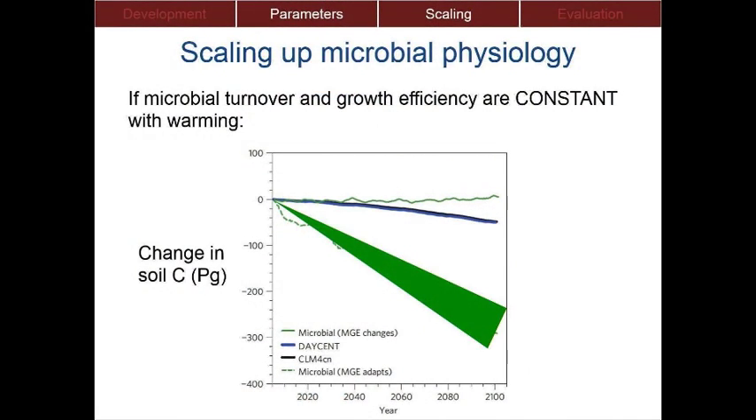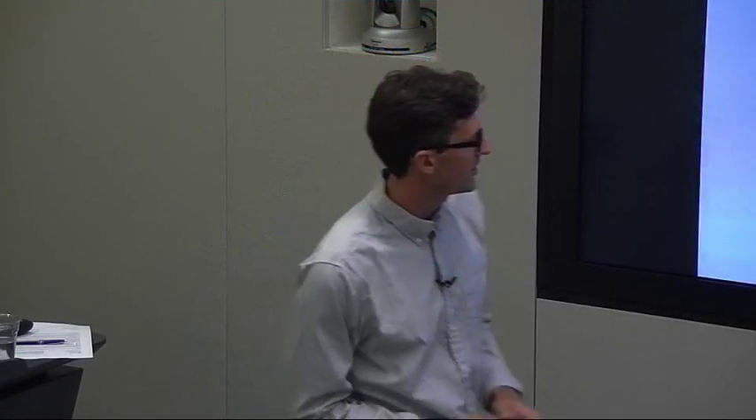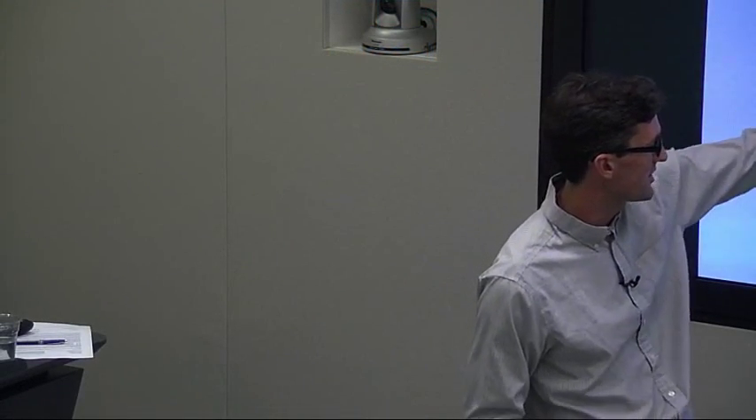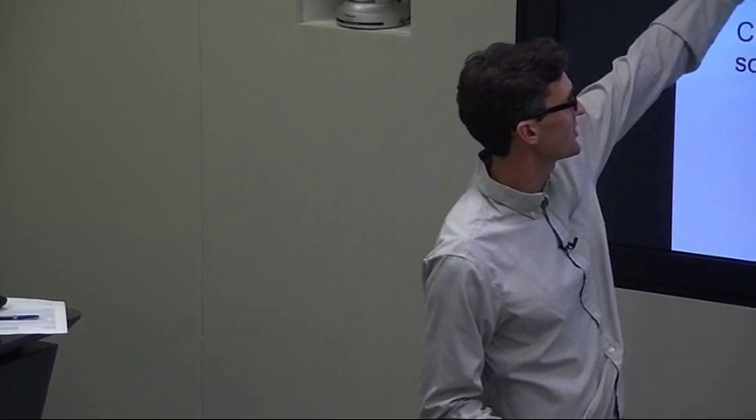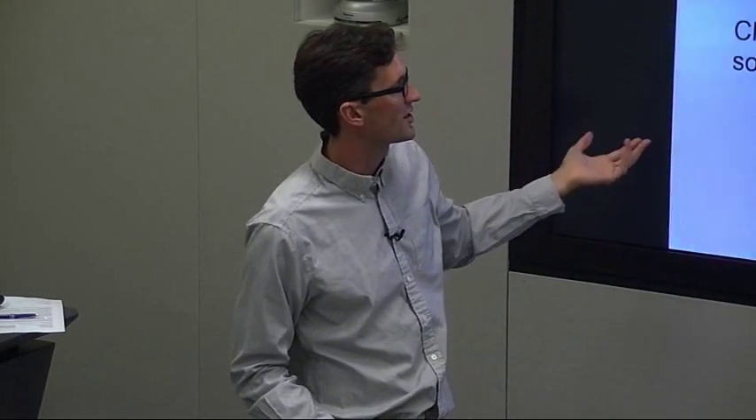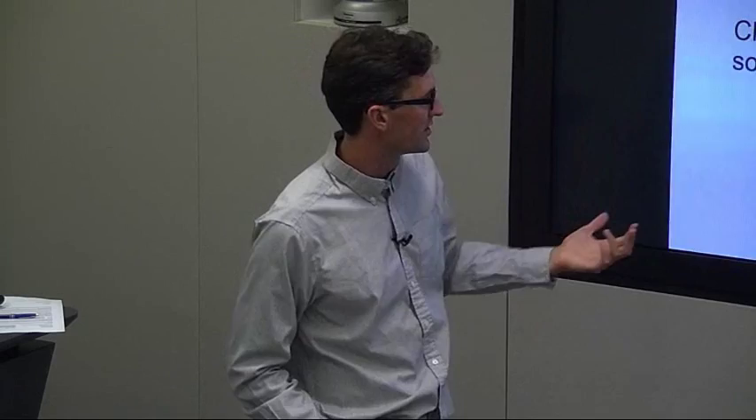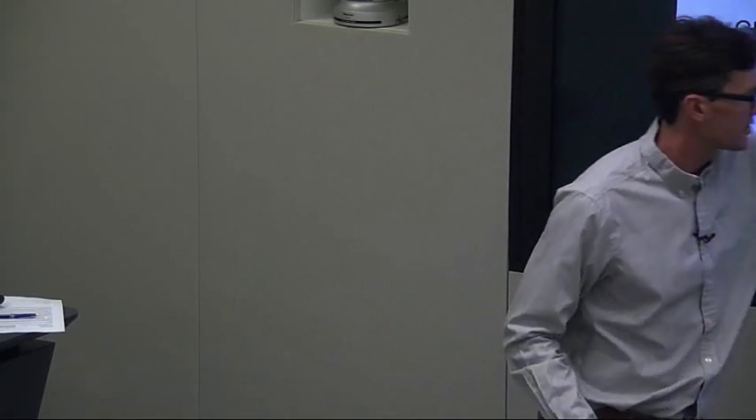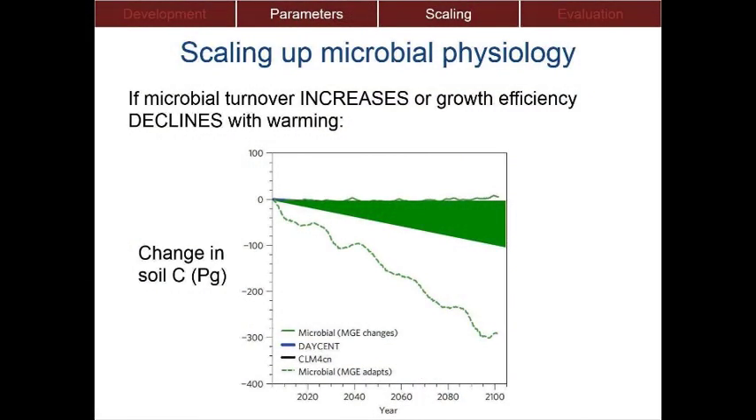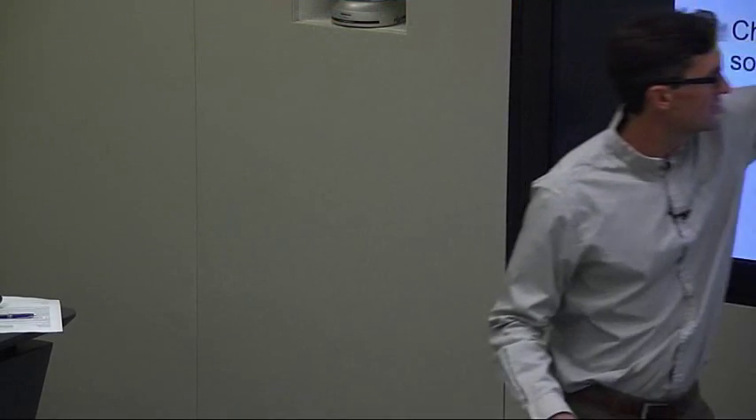So bringing that back, this is kind of a qualitative way to scale up those results. We think about what's happening in these different scenarios at the global scale. If microbial turnover and growth efficiency are both constant, that is, they don't change with warming, then as I indicated before, we get this pretty substantial decline in soil carbon. Whereas if microbial turnover increases or if growth efficiency declines with warming, then we're in this better case scenario where there's relatively little change in soil carbon, relatively weak feedbacks to the climate change.